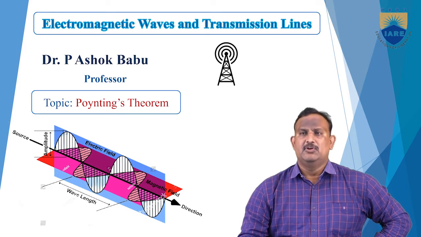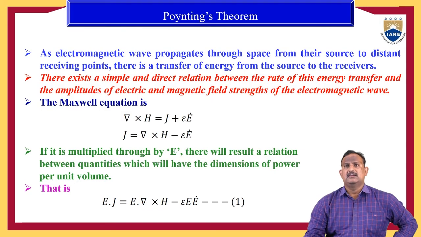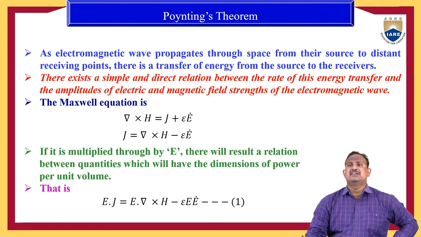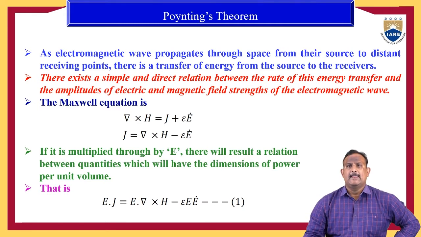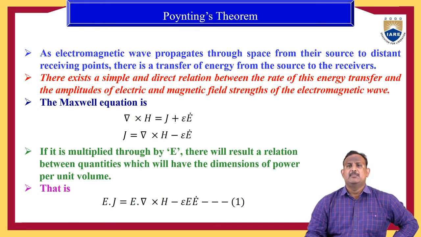In this video, I am going to discuss Poynting's theorem. As an electromagnetic wave propagates through space from its source to distant receiving points, there is a transfer of energy from the source to the receivers. There exists a simple and direct relation between the rate of this energy transfer and the amplitudes of the electric and magnetic field strengths of the electromagnetic wave. This can be related by using the Maxwell equations.